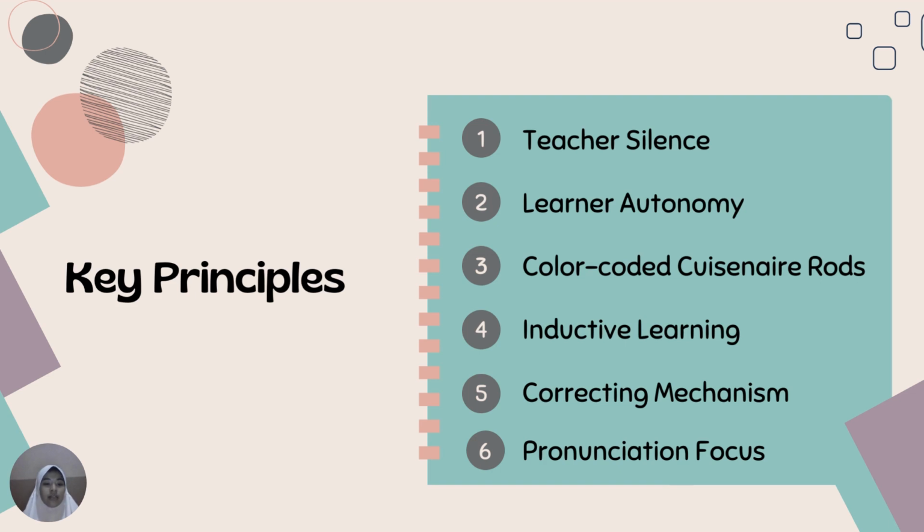And then the third is the color coded Fidel chart. This is a means that is used to help in this method. This color coded chart is used to represent, to indicate some signs for the pronunciation or grammatical rules.